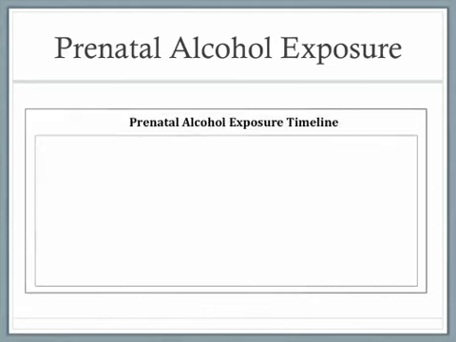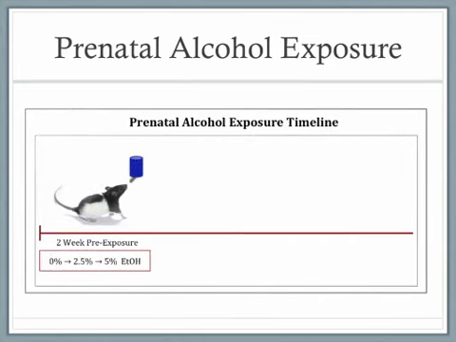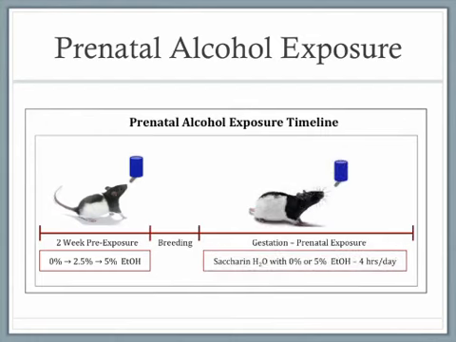Overall, the prenatal alcohol exposure timeline includes a 2-week pre-exposure period, a breeding period in which the animals do not have access to alcohol, and the prenatal exposure period, which takes place throughout gestation. Details of each stage are as follows.